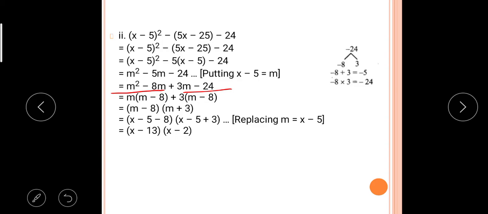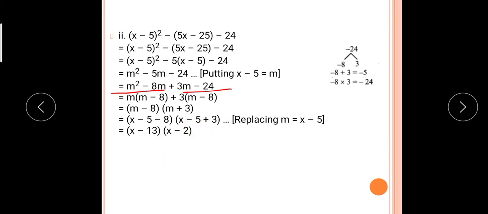What you will get in the first two terms, m is common, so you will get m minus 8 in the bracket remaining, plus 3 is common in the last two terms, and in the bracket m minus 8 is common, so (m minus 8) in one bracket, and another bracket (m plus 3). Now what is m? Here m is equal to x minus 5, so instead of m you have to write x minus 5 minus 8, x minus 5 plus 3. So minus 5 minus 8 is minus 13, minus 5 plus 3 is minus 2.